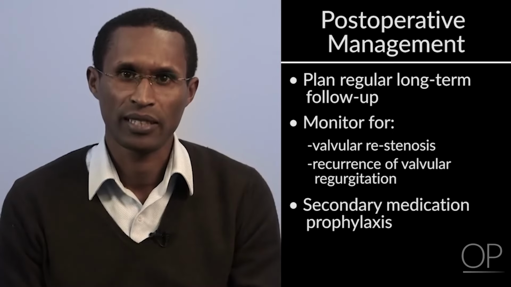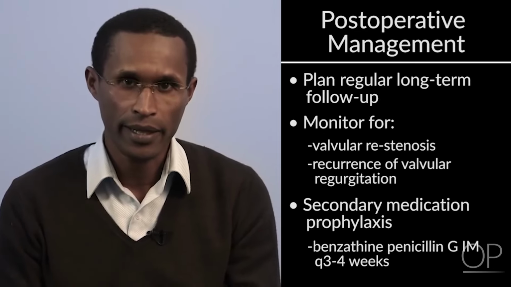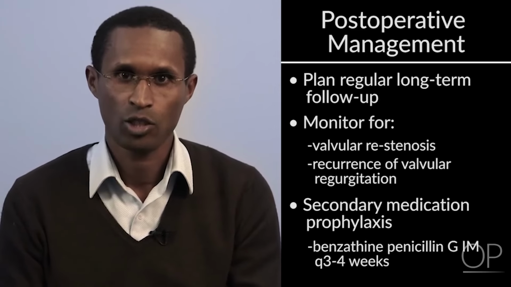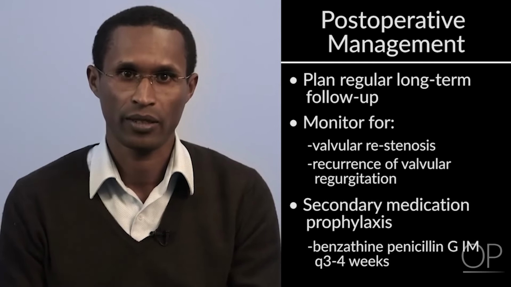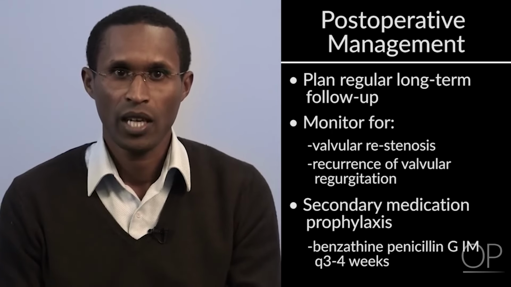Ensure secondary prophylaxis is administered regularly using benzathine penicillin G IM every 3 to 4 weeks to prevent recurrent attacks of acute rheumatic fever. It is also important to monitor the left ventricle and prosthetic function during the follow-up.